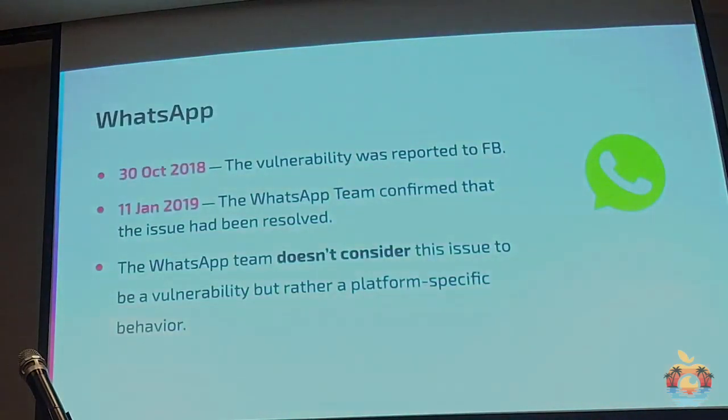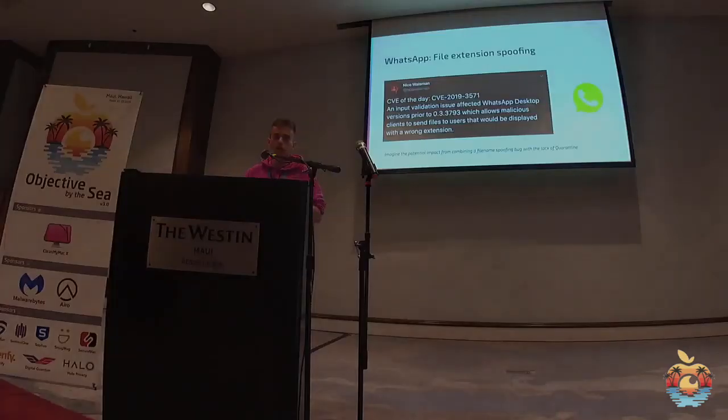The vulnerability was reported to the Facebook team, to the WhatsApp team. The WhatsApp team confirmed that they are going to fix this, but they don't consider this issue to be a vulnerability, just platform-specific behavior. The most interesting thing is that the same version of WhatsApp that was vulnerable to the file quarantine issue was also vulnerable to a file name spoofing issue. So you can imagine the potential impact from combining a file name spoofing bug with the lack of quarantine.